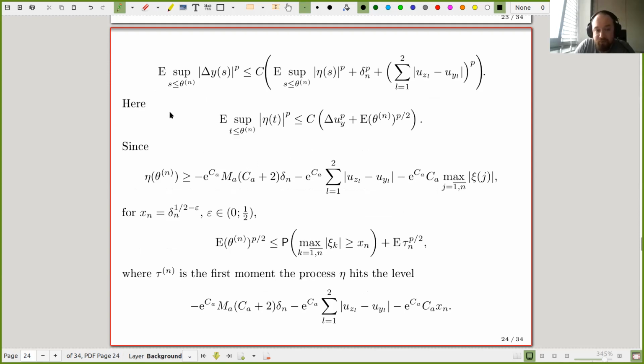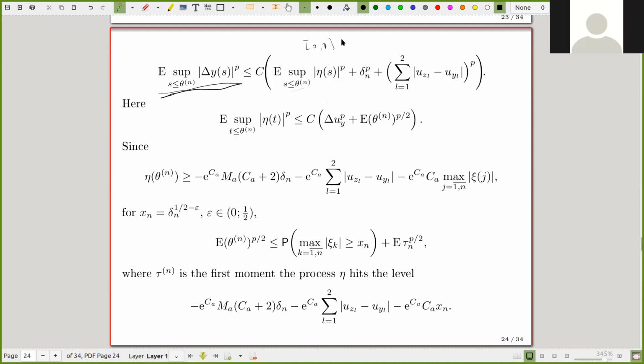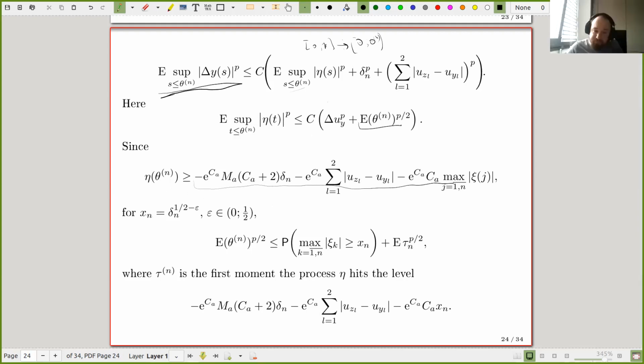So at the same time, using the previous calculations, we obtain the estimate on the supremum for all z less than or equal to theta n, in terms of the supremum of eta, but now we consider this supremum not over the interval from 0 to kappa, but from 0 to theta n. And therefore, we obtain the expectation of this theta n. However, we can notice that at this moment, this should hold. This is just because delta y theta n equals 0. So if you take special x_n, we can estimate this in the following way.